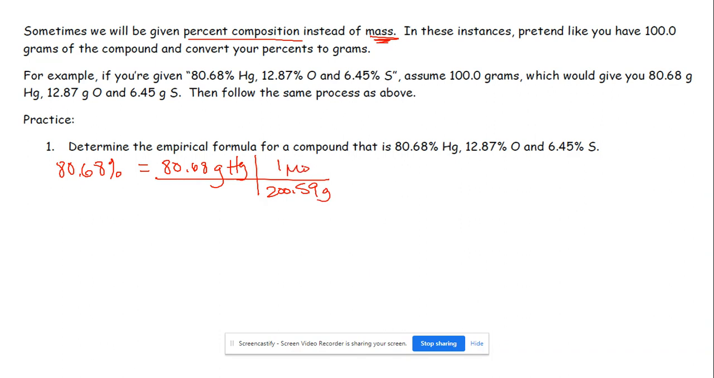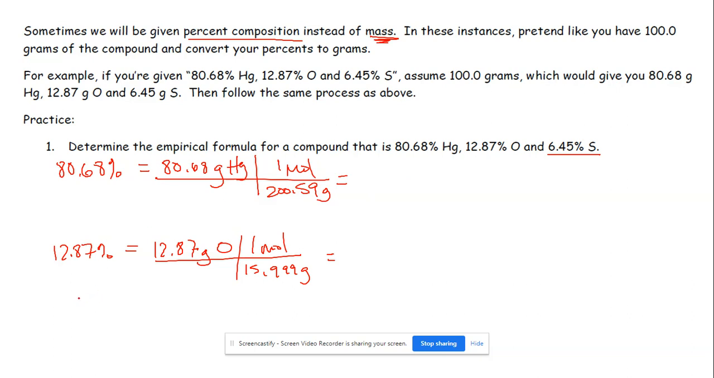200.59 grams per mole. Same thing for oxygen. So 12.87% of 100 turns into 12.87 grams of oxygen. Turn those into moles, 15.999 grams in 1 mole of oxygen. And then last but not least, 6.45% sulfur. 6.45% of 100 is 6.45 grams of sulfur. And we know from our periodic table that the mass of sulfur is 32.066 grams per mole.